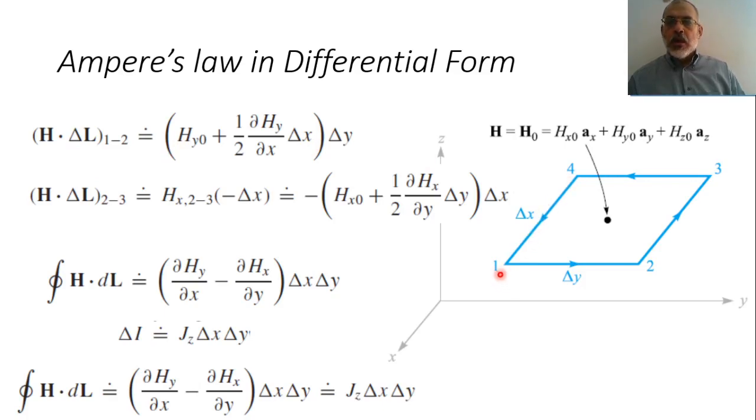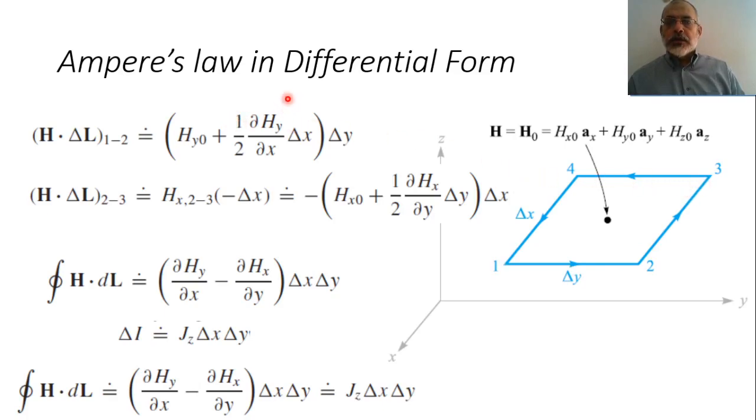Now, by adding the integration from 1 to 2 plus the integration from 3 to 4, we find that the term Hy naught multiplied by delta y is positive along the path from 1 to 2, and it would be negative along the path from 3 to 4. So Hy naught delta y would cancel between 1 to 2 and 3 to 4.